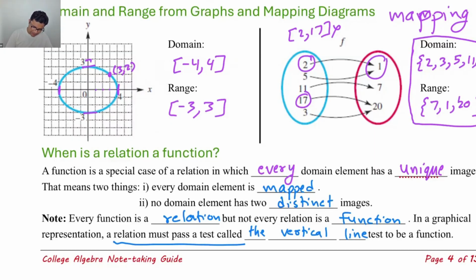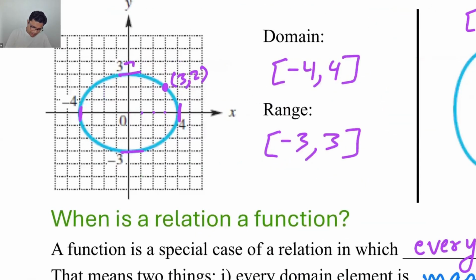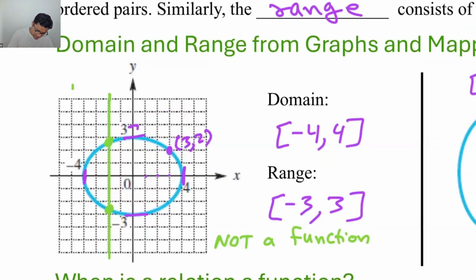I will illustrate that over here. Look at the graph on the left side. If I were to draw a vertical line here, it intersects at one point up there and one point down here. It intersects at two different points. So that means it is not a function. It fails the vertical line test, we say. I'm going to write that here. Fails the vertical line test.